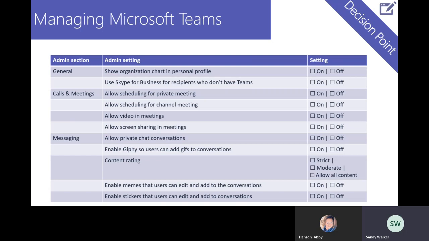So something as easy as calls and meetings. Are you going to allow your users to schedule private meetings, schedule meetings within a channel? Are you going to allow video? Some people don't allow video simply because of infrastructure requirements. We'll come back to that later on about network assessments and best practice around that. But some people don't allow video because it may be a cultural reason, it may be an infrastructure reason. But you need to ask the question.